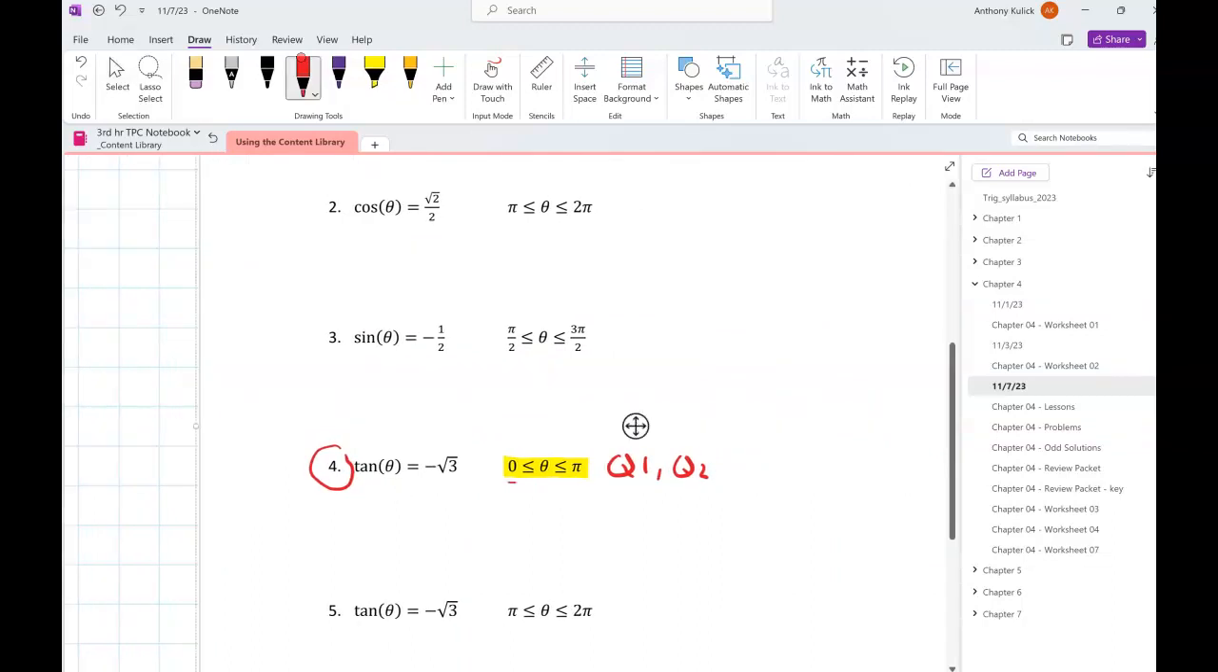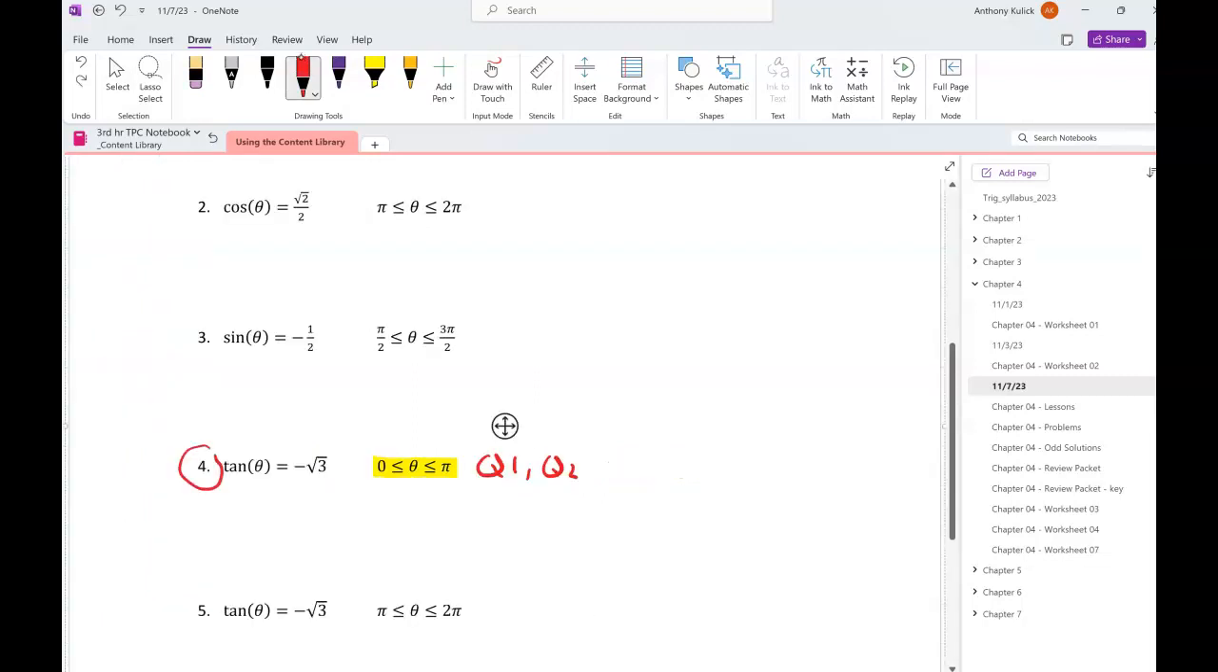Look at the interval that's given. So now I'm going to look at the equation that I'm given. On the unit circle, tangent is y over x. So I'm going to rewrite the square root of 3 as a fraction. I'm going to call it the square root of 3 over 1, and I'm just going to put that negative sign out front. So far, so good?